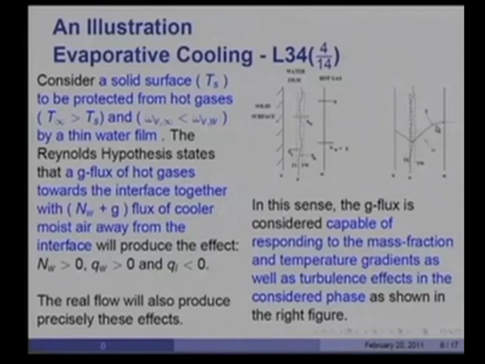So, it disregards what the temperature gradients here are, what the temperature gradients here are and so on and so forth, or the mass fraction gradients here are, because remember mass fraction gradient would fall. It disregards any turbulence effects in the considered phase, and will produce exactly the same effect, N W greater than 0, Q W greater than 0 and Q L less than 0. That is the claim of the model. Let us see how we can justify that.